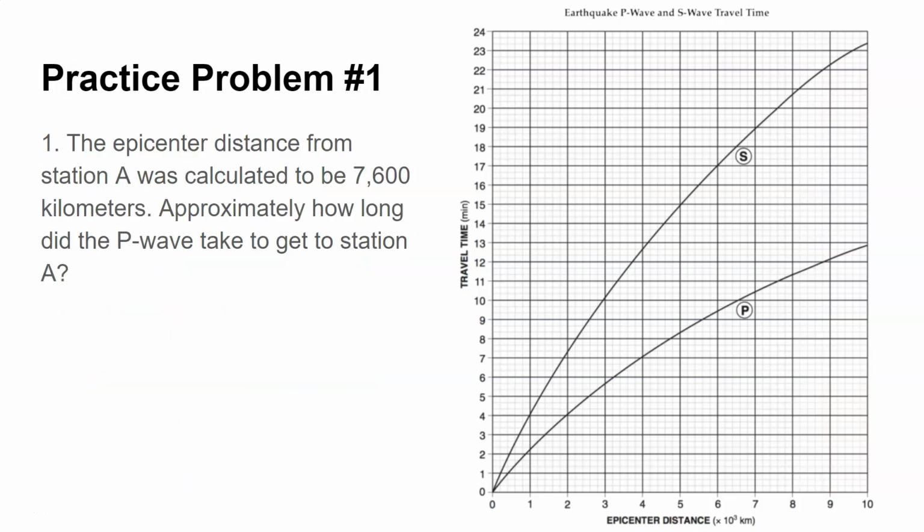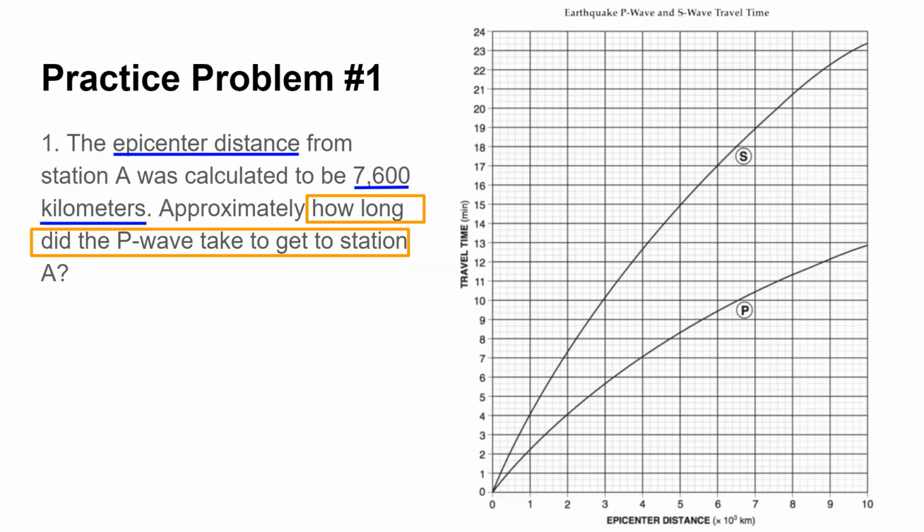Here's practice problem number 1. As always, feel free to pause the video and give this a shot for yourself. So we're looking for how long did the P wave take to get to the station. So we're looking for a travel time of a P wave. And what do we know? We know the epicenter distance is 7,600 kilometers.